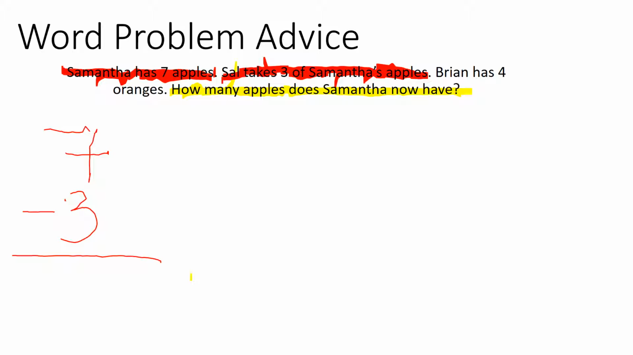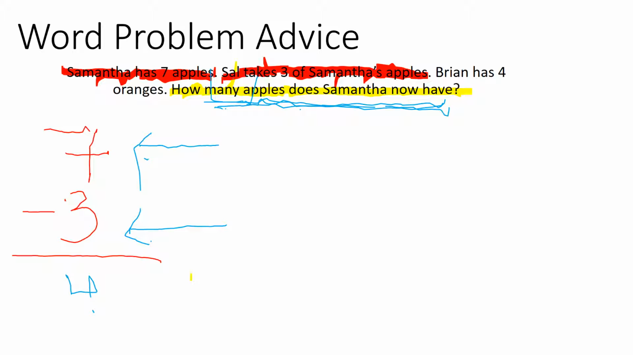The unknown in this problem would be how many apples does Samantha have? That is our unknown, that is our question. It's very common that your question will contain the unknown. So, Samantha starts with 7 apples, and then Sal takes away 3. So our unknown, which is how many apples does Samantha now have, is 7 minus 3, which is 4.